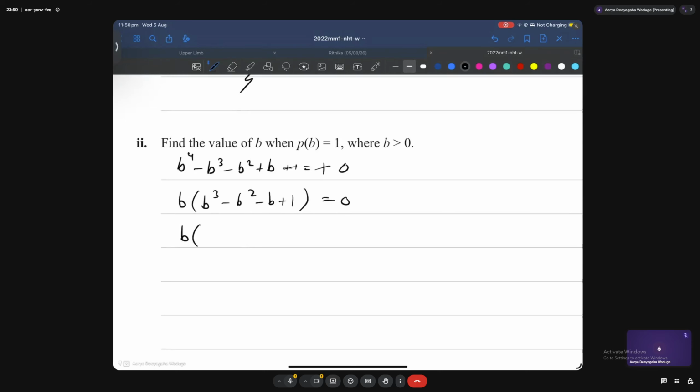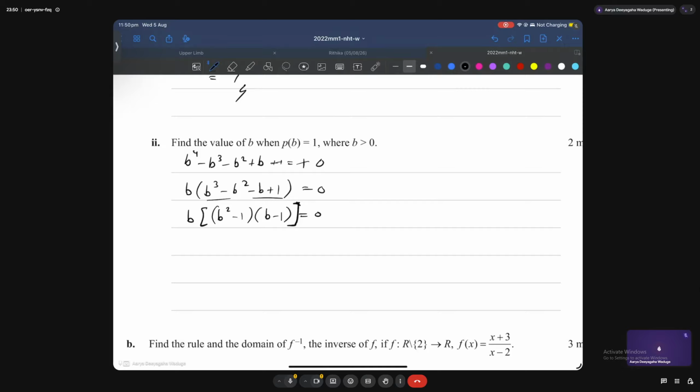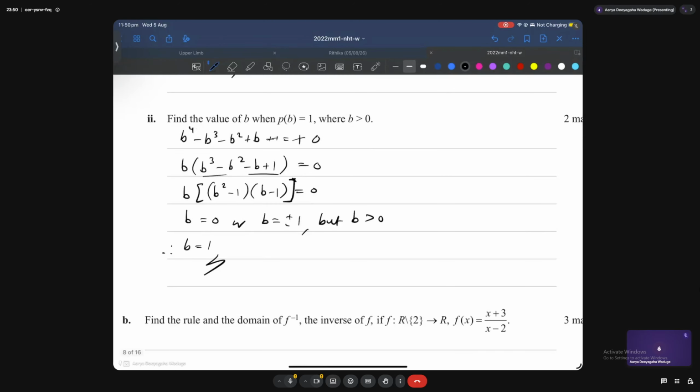I believe we could simply group these terms together. So this is just going to be, I must write this in square brackets, b squared times b minus 1, and then this is going to be b minus 1, I believe. Let me just confirm. Yep, that is correct. And this is equal to 0. So b is equal to 0, or b is equal to plus or minus 1, but b is greater than 0, therefore b is equal to 1. That's the only valid solution essentially.